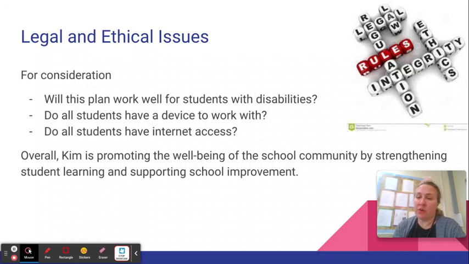Overall, though, she is promoting the well-being of the school community by strengthening student learning and supporting school improvement. And there aren't a whole lot of legal or ethical issues that I saw there, but I do think that she has to consider the students who are low income to ensure that they have a device to work with.